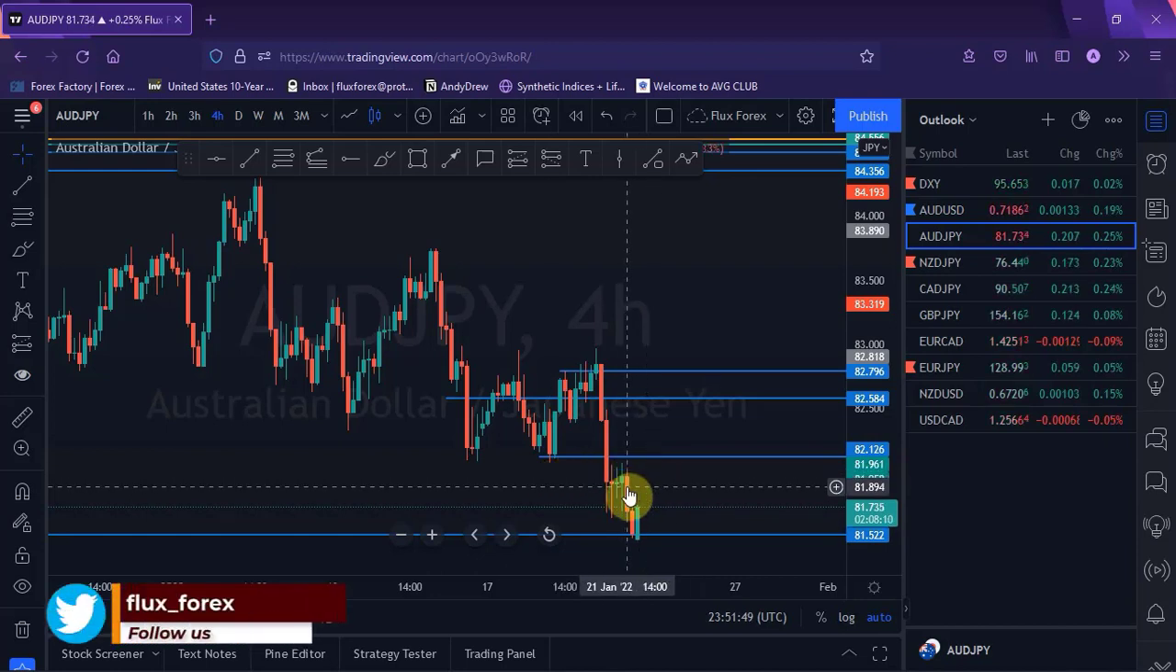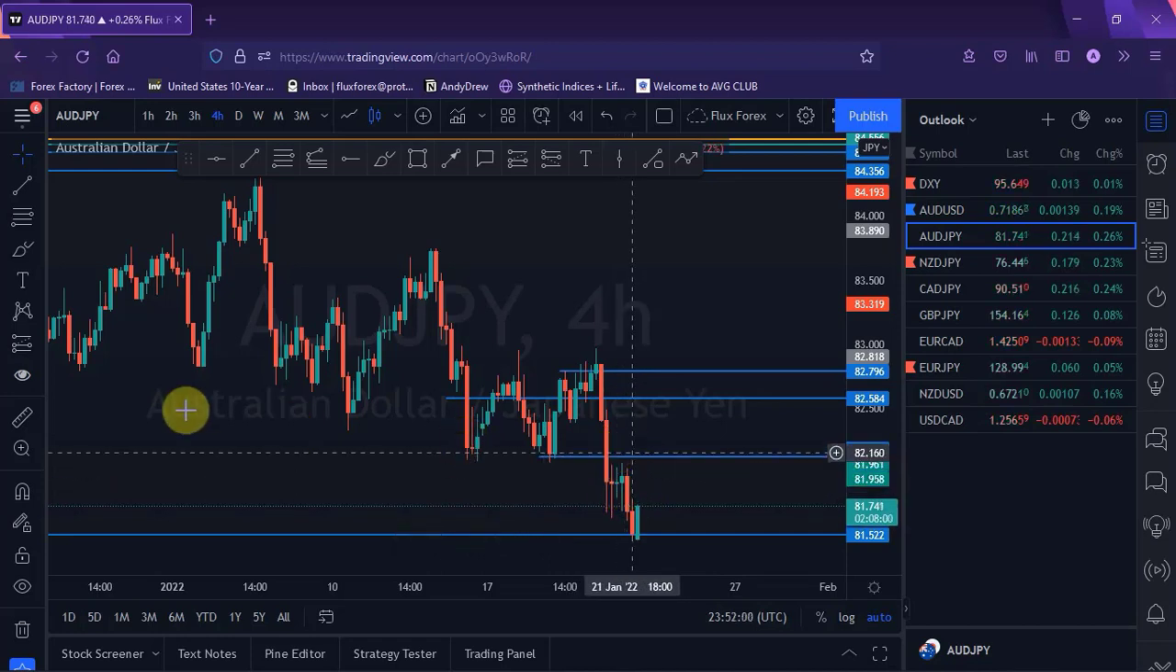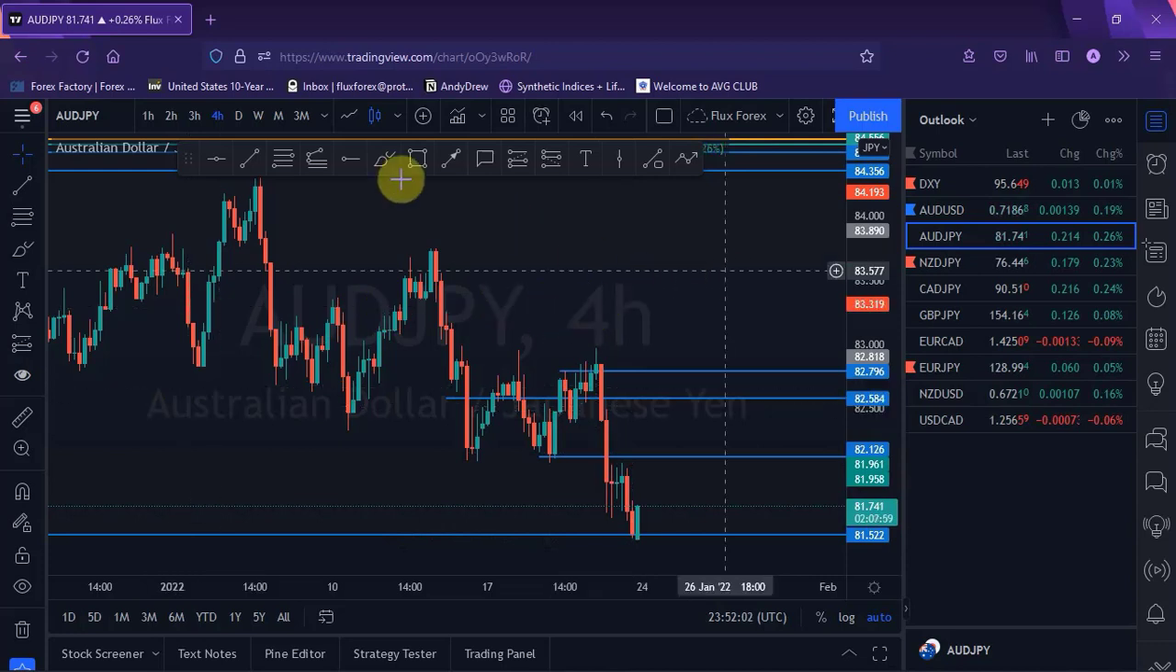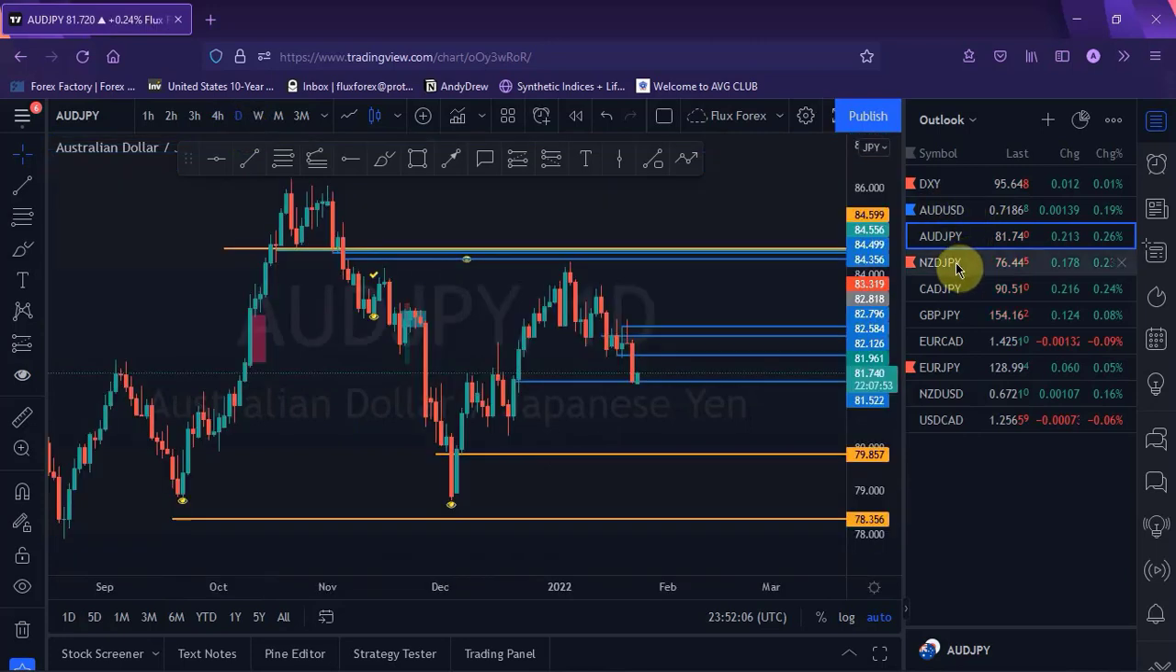If it doesn't sell off here, it's going to sell off here. So either this place, this candle, or this candle. So that is my expectation so far as AUDJPY is concerned. Let's look at what is happening on NZDJPY.